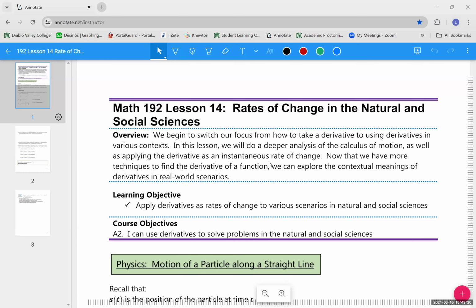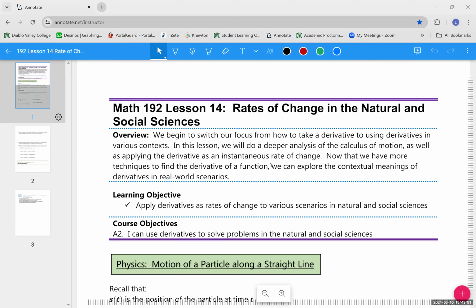Welcome to Lesson 14, Rates of Change in the Natural and Social Sciences. So this begins the place where we start to shift our focus. We've spent the last 8 lessons or so trying to focus on how to take a derivative, finding derivatives. And now from this lesson on, we're going to be looking for several lessons at what to do with derivatives, how we can apply them in different scenarios.